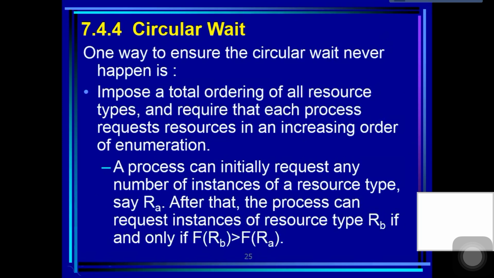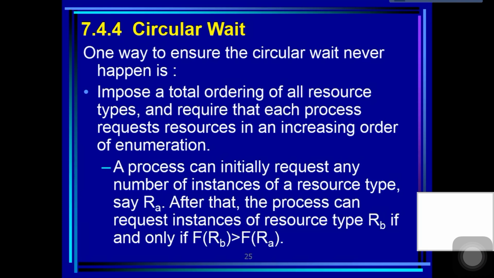Circular wait. The fourth and final condition for deadlocks is the circular wait condition. One way to ensure that this condition never holds is to impose a total ordering of all resource types and to require that each process requests resources in an increasing order of enumeration.